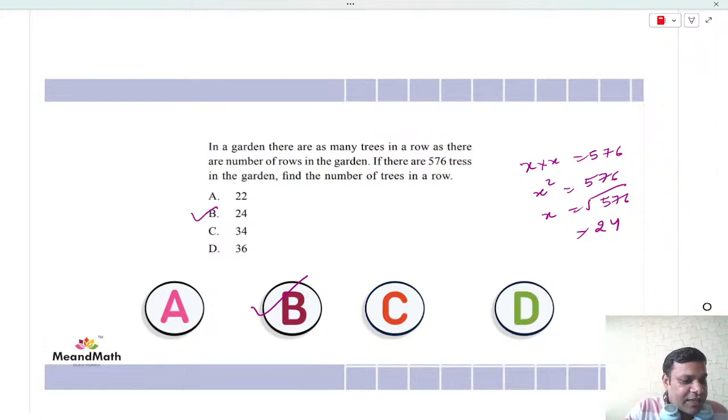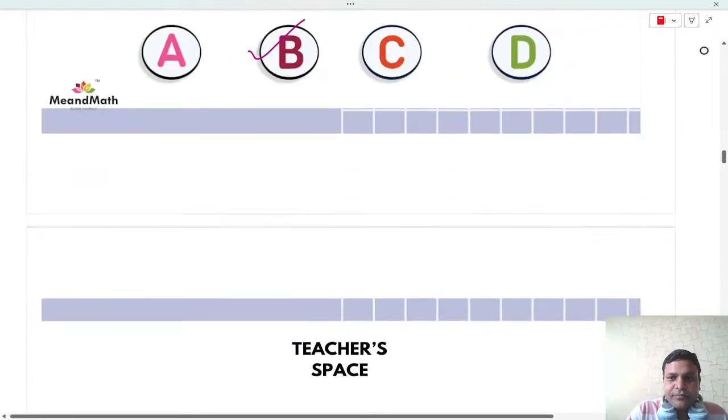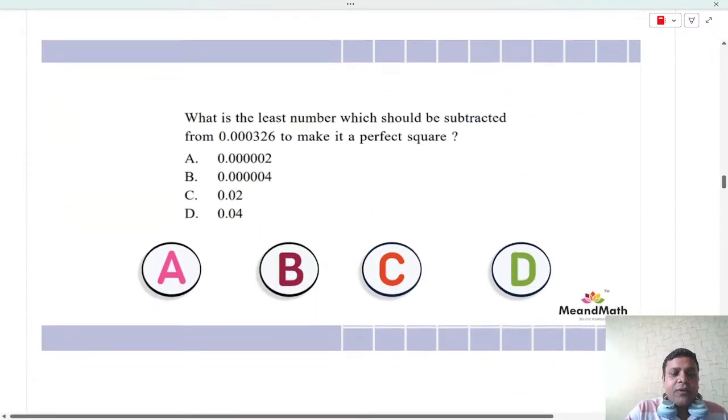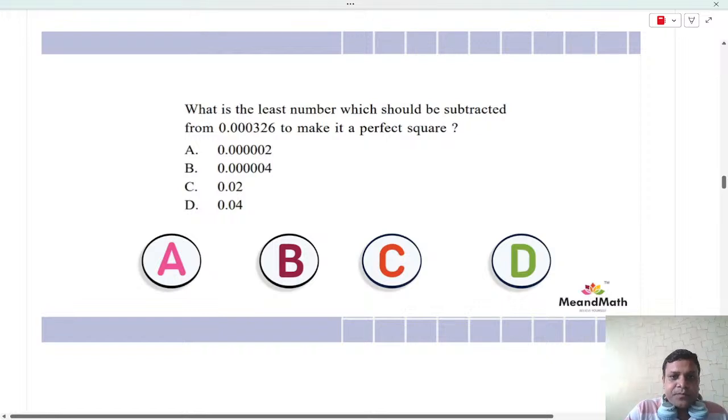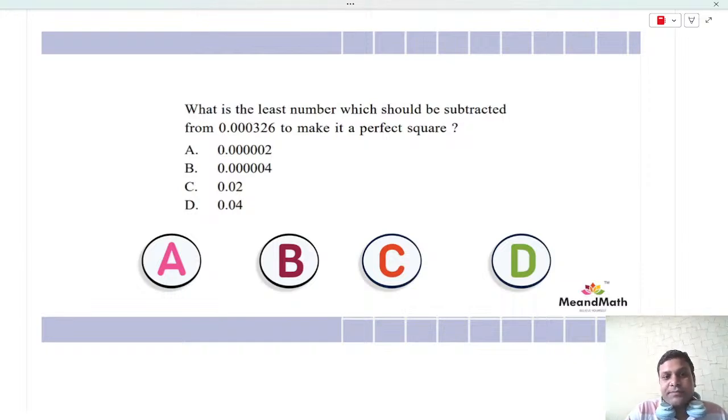Now move to the next question. What is the least number which should be subtracted from 0.000326 to make it a perfect square? What is the least number which should be subtracted from this number to make it a perfect square?